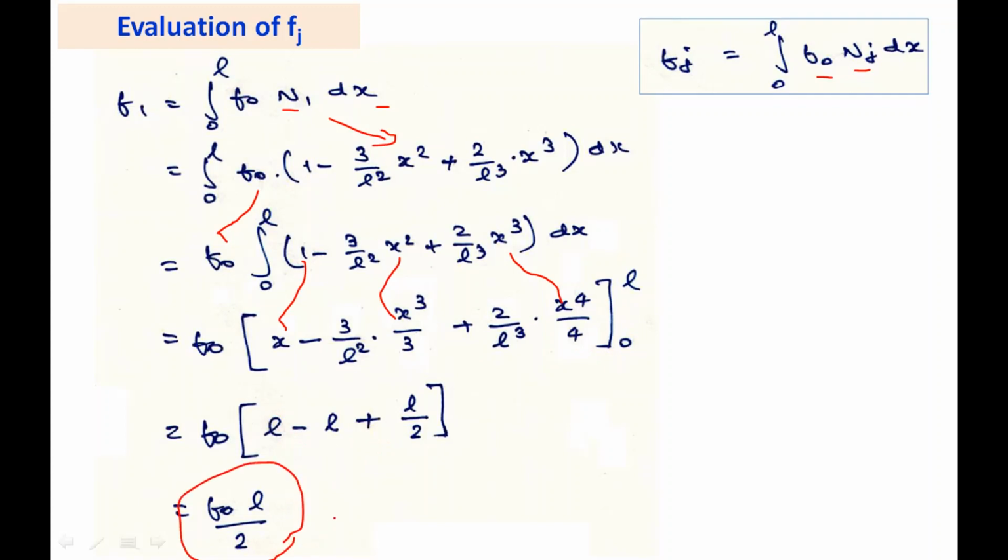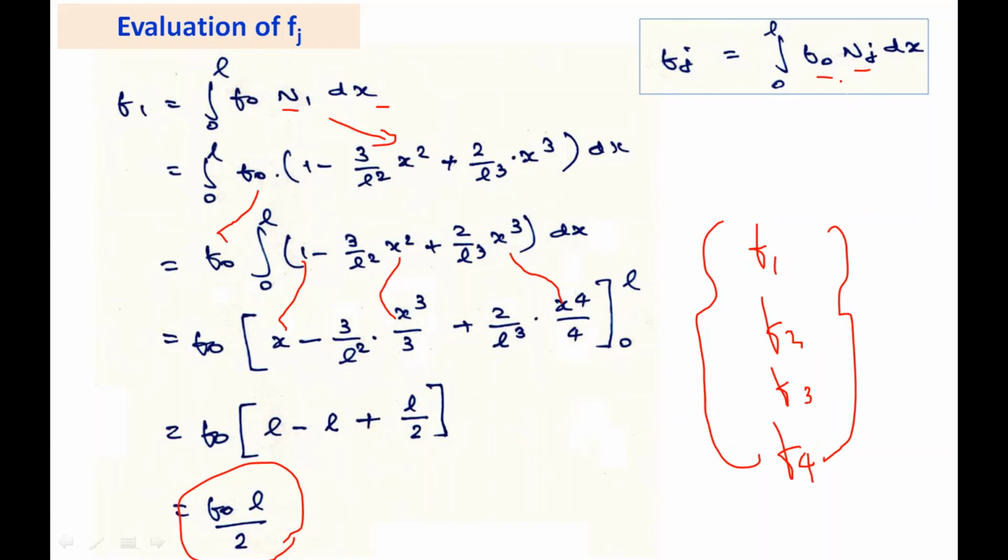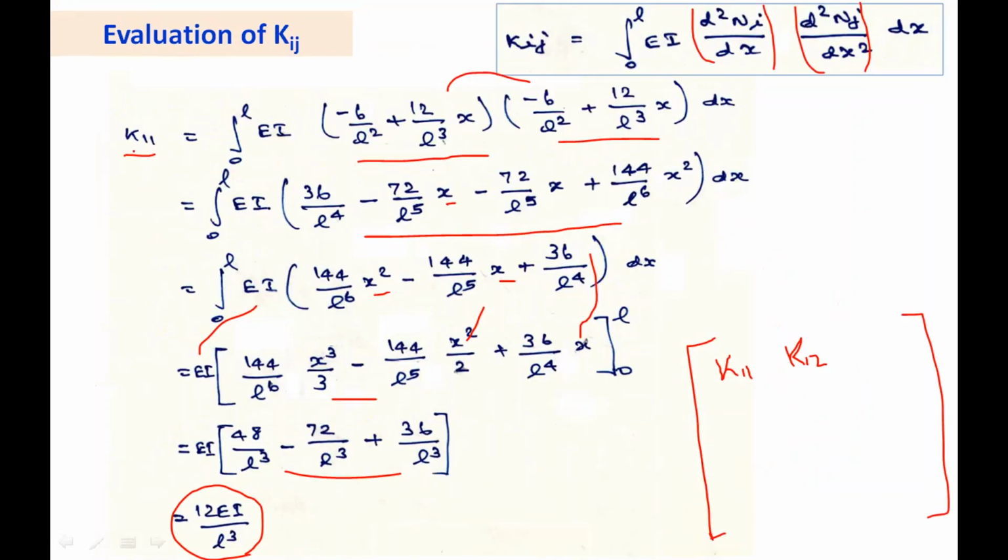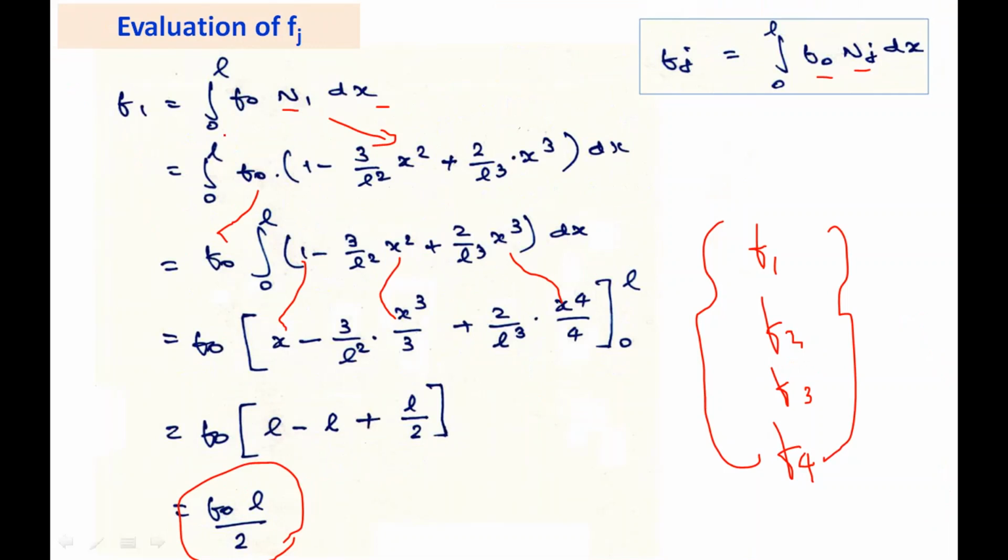Similarly, we can find F2. So how do you find F2? F2 is integral 0 to L F0 N2 dx. On the right hand side, it is going to be a 4 by 1 matrix. So here you will get F1, which we evaluated now. Similarly, you will get F2 and F3, F4, right? So if you substitute N1, N2, N3, N4 here, we will be able to find these 4 elements of the force matrix. After evaluating all the elements of the stiffness matrix and the force matrix, the final element characteristic equation will be like this.